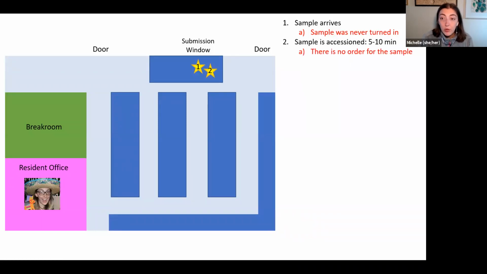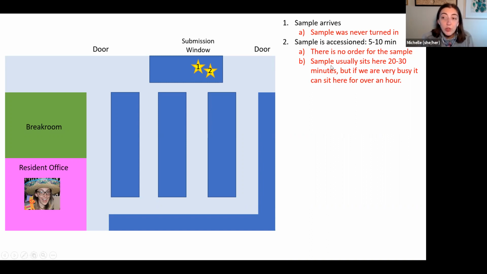At step 2, accessioning, sometimes there are no orders. We do our best to get a hold of people if we have samples sitting around, but if we're extremely busy, that's not our priority. So make sure you're ordering your samples. Sometimes also the person to contact is not correct, which goes back to something I talked about on the first slide. If the doctor listed is not correct or we can't get a hold of that department, it may just sit there until we hear from someone.